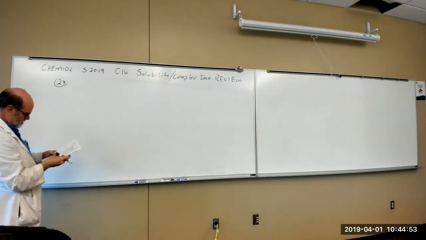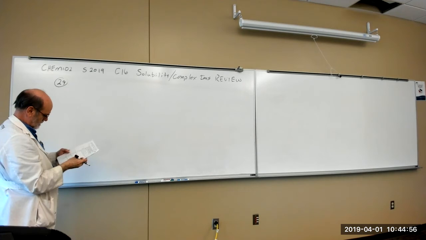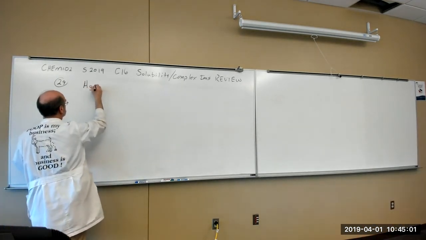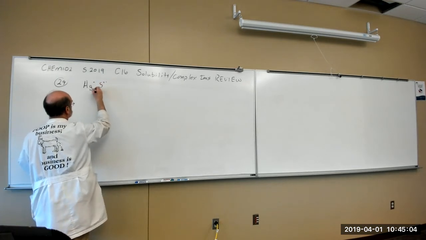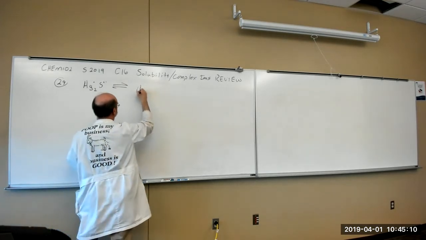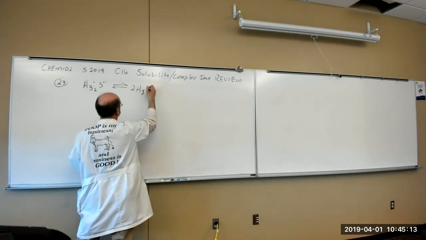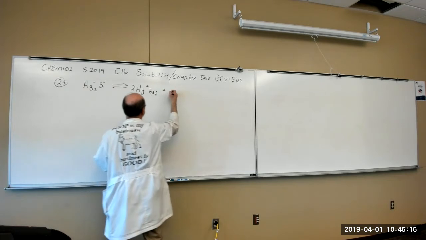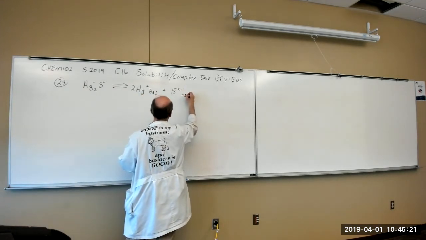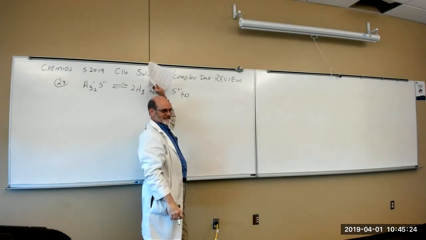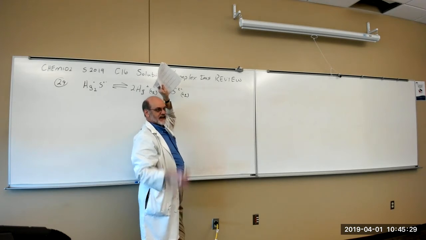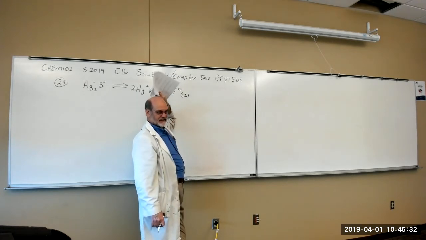So 29. Silver 1 sulfide. Silver, that's 1. Sulfide is 2 minus, so that means we need 2 of these. Sulfide. Would you use SO3? No, sulfide. It's just S. Oh, it's just S.